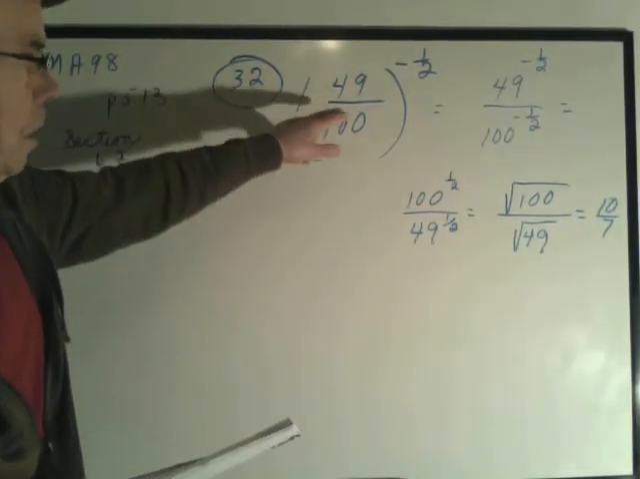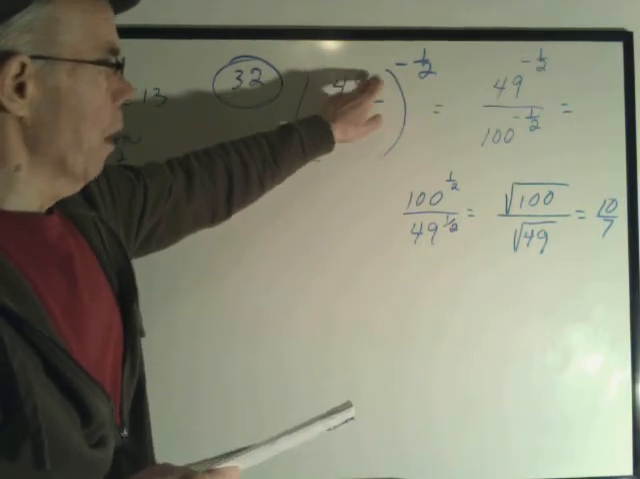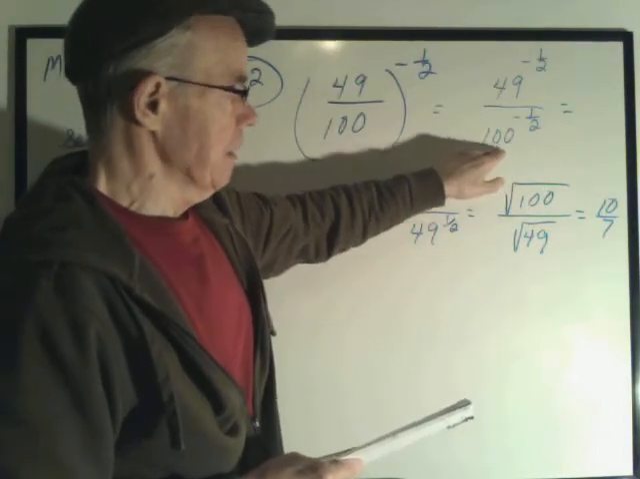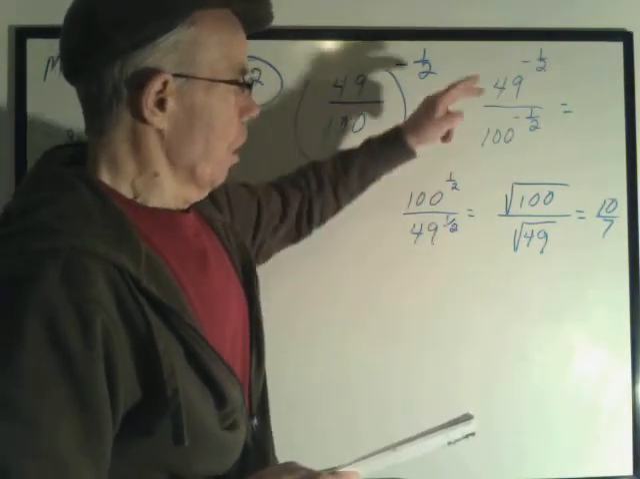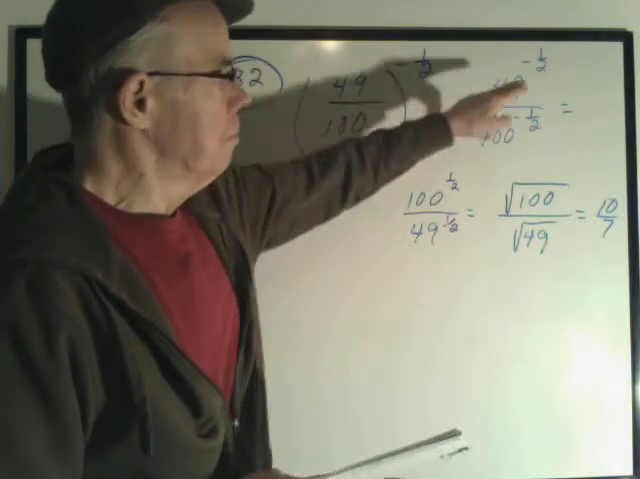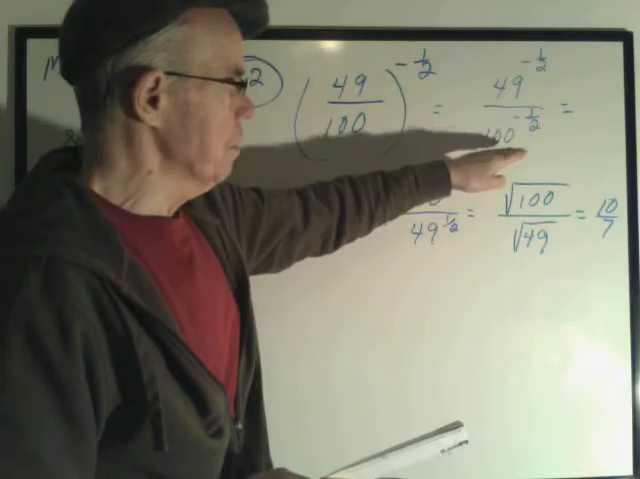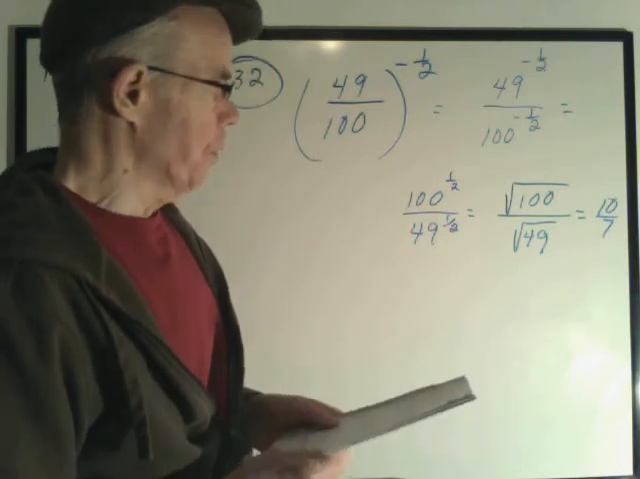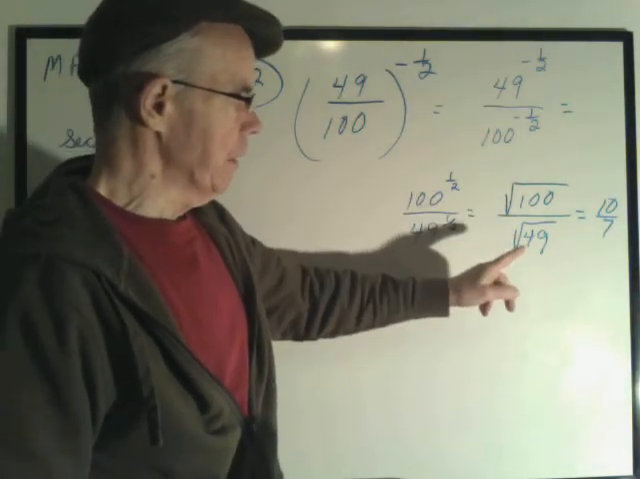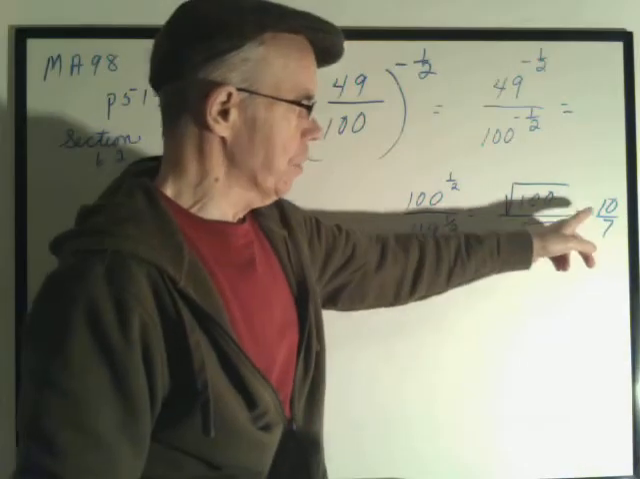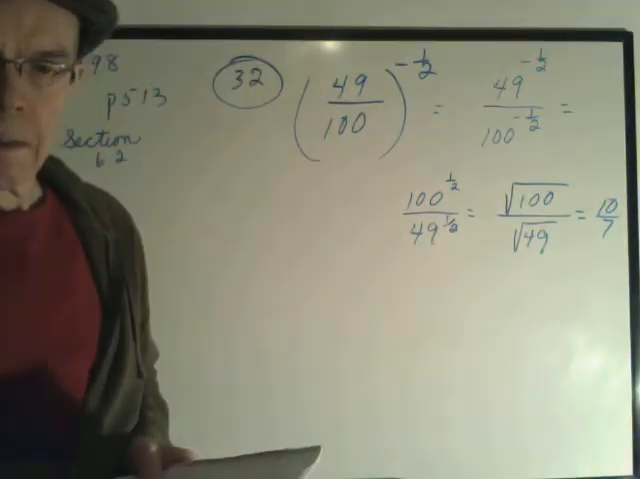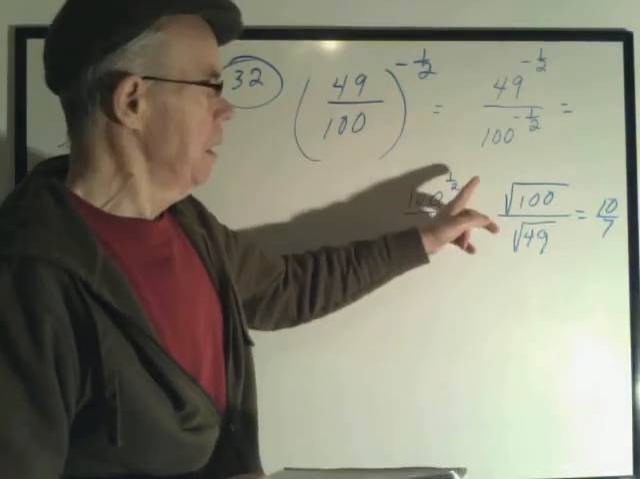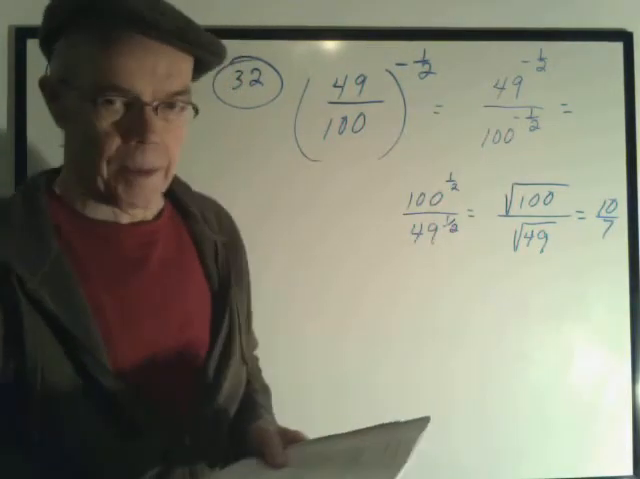All right, so we're going to multiply. The exponent here is 1, the exponent there is 1. 1 times negative 1/2 gives 49 to the negative 1/2 and 100 to the negative 1/2. So I'm going to put the 49 in the denominator, so the exponent becomes positive. I'm going to take the 100 to the negative 1/2, move it to the numerator, which makes that exponent positive. I'm going to take the square root of 100 over the square root of 49, which is 10 over 7. Notice that when I move this to the denominator, the exponent becomes positive. I move this to the numerator, the exponent becomes positive.